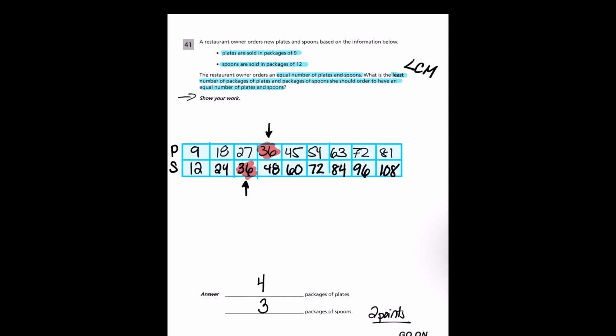So to get 36 plates, I need 4 packs. You can see here, 1, 2, 3, 4 packs. And for spoons, 1, 2, 3 packs. And those are the answers I put on the bottom.